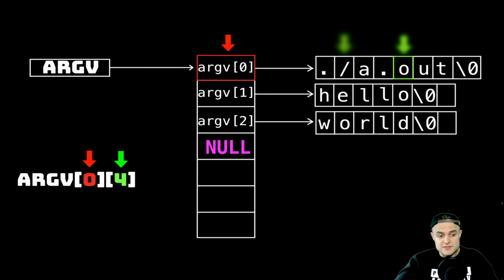Same idea here, for example, argv[0][4]. I select the pointer in position 0, and then I select the char which is in position 4. Easy, right? If you have the square bracket notation, it's going to be almost trivial.